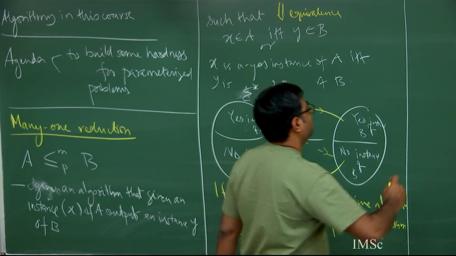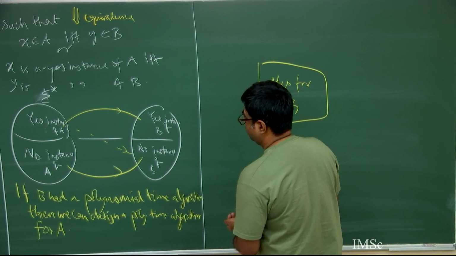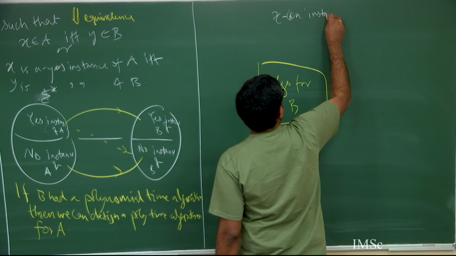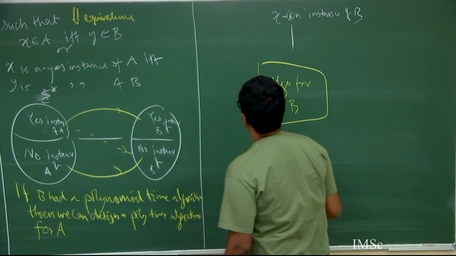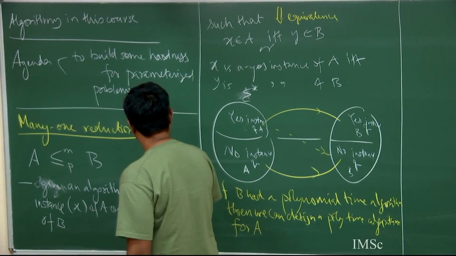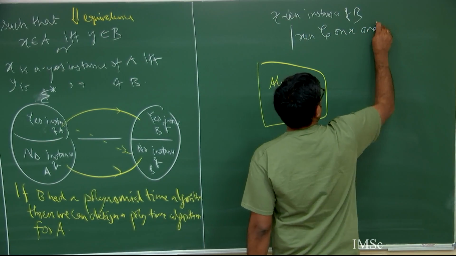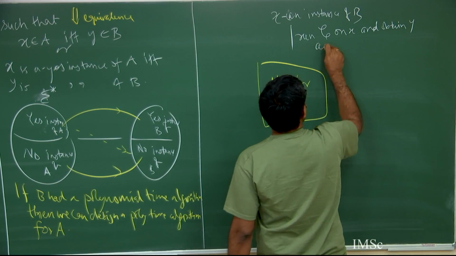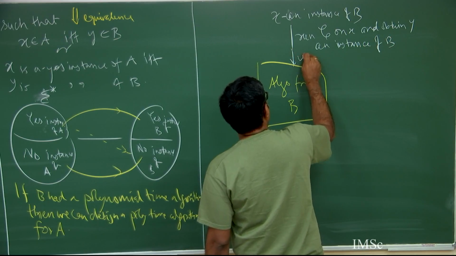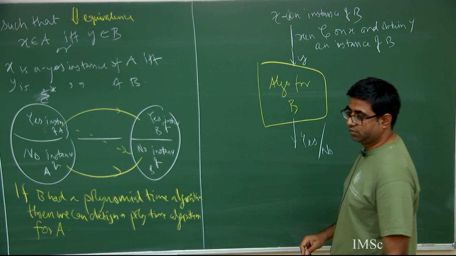And how will that algorithm look like? Basically, that algorithm is going to do like this. So here is the algorithm for B. Given an instance X, I will run my polynomial time algorithm, let's call this algorithm curly C, on X and obtain Y, an instance of B. Now I am going to feed Y to the algorithm for B, and it is going to give me a yes or no answer because I have an algorithm for B.